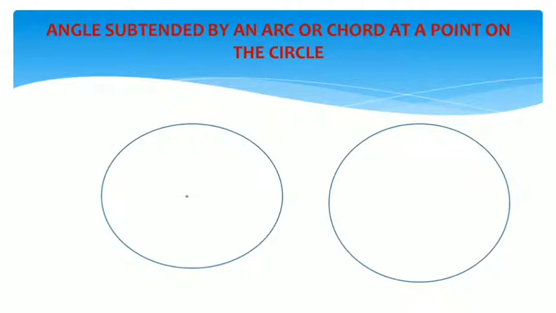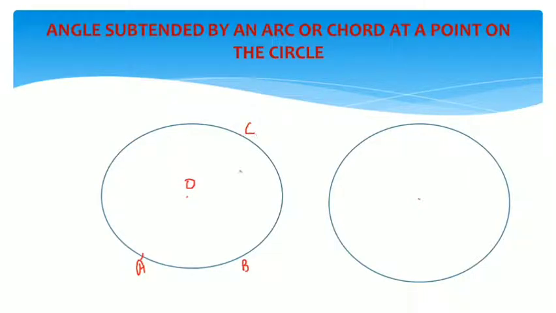Suppose here we have taken two circles with their centers marked like this. Now what is the meaning of this statement that the angle is subtended by an arc or chord at a point on the circle? Suppose on this circle we have taken 2 points. First is A and second is B. Suppose this is the center O. Now let me take any point on the circle, suppose here C.